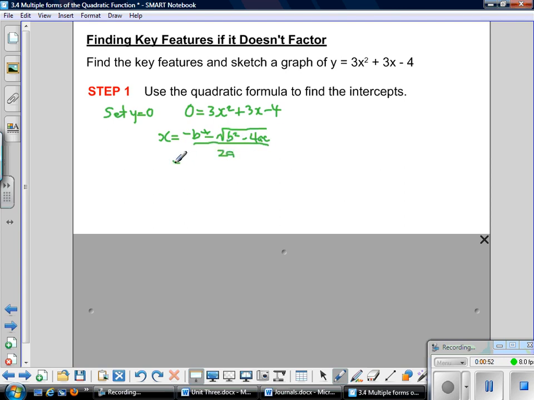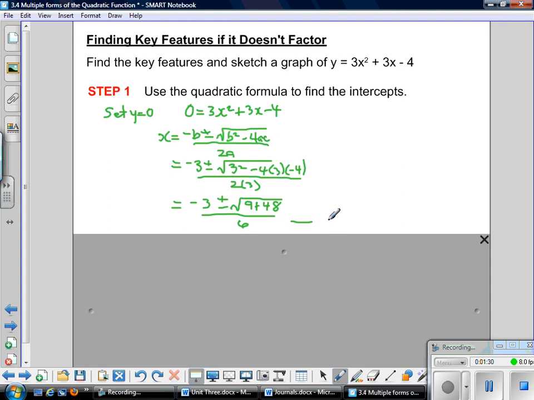Okay, so we have negative 3 plus or minus 3 squared minus 4 times 3, and be careful, it's a negative 4, and it's all over 2 times 3. Okay, again, when we're actually calculating this, we have negative 3 plus or minus the square root of 9 minus, no, it's going to be a positive 48 over 6.